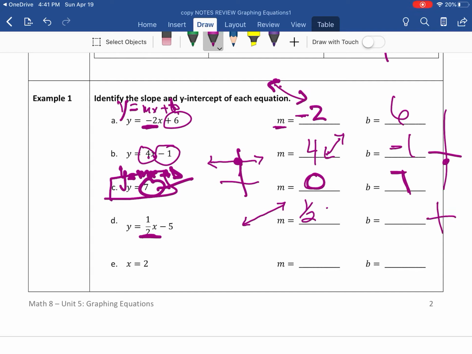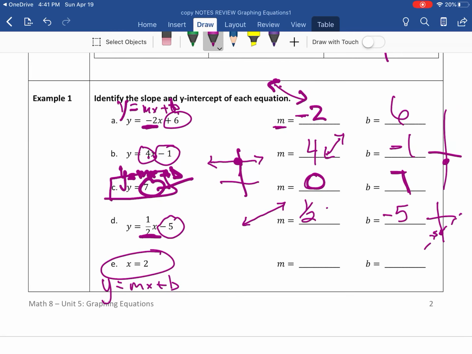All right, where would we start this one on the graph? y equals mx plus b. B is a negative 5. Our y-intercept would be down here at a negative 5. All right, and our graph would go something like that, because it's a positive slope starting at the negative 5. Right 2, up 1.